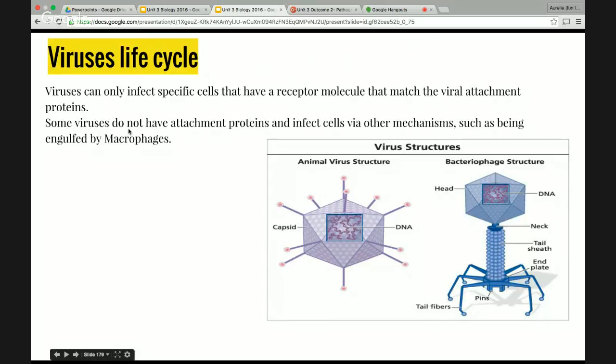Some viruses do not have attachment proteins and infect cells via other mechanisms, such as being engulfed by macrophages. So a macrophage is a type of white blood cell that engulfs or eats pathogens. Okay, so when those macrophages engulf a virus, the virus can then enter that macrophage and basically infect the macrophage, which is not a good thing.